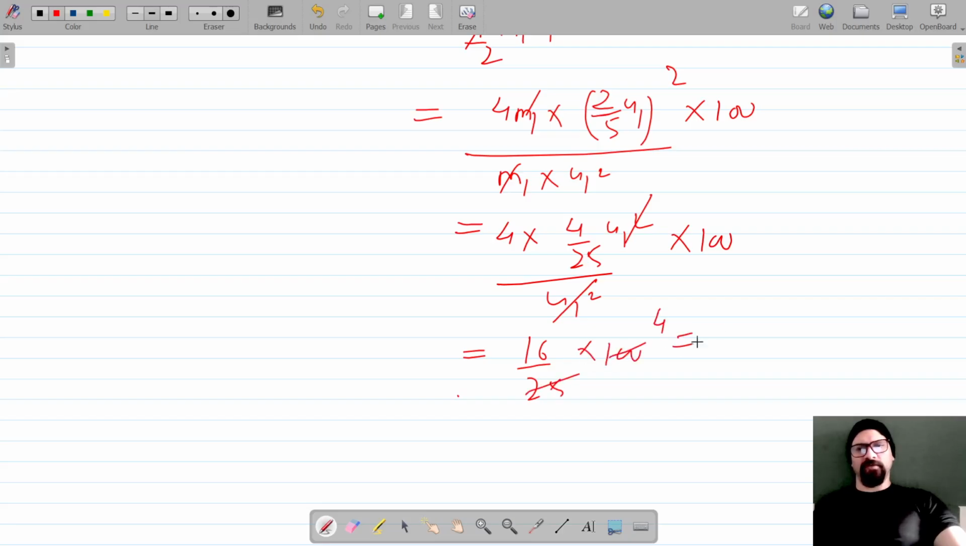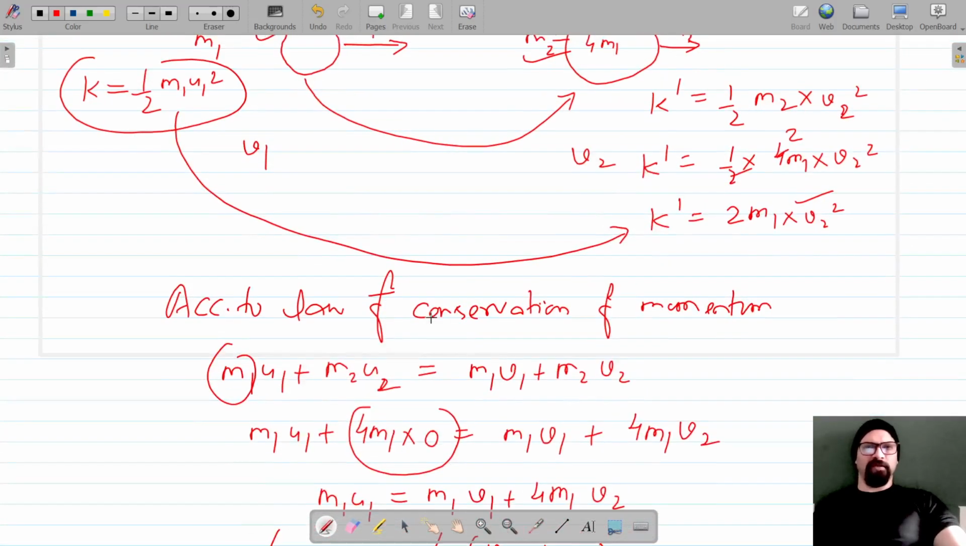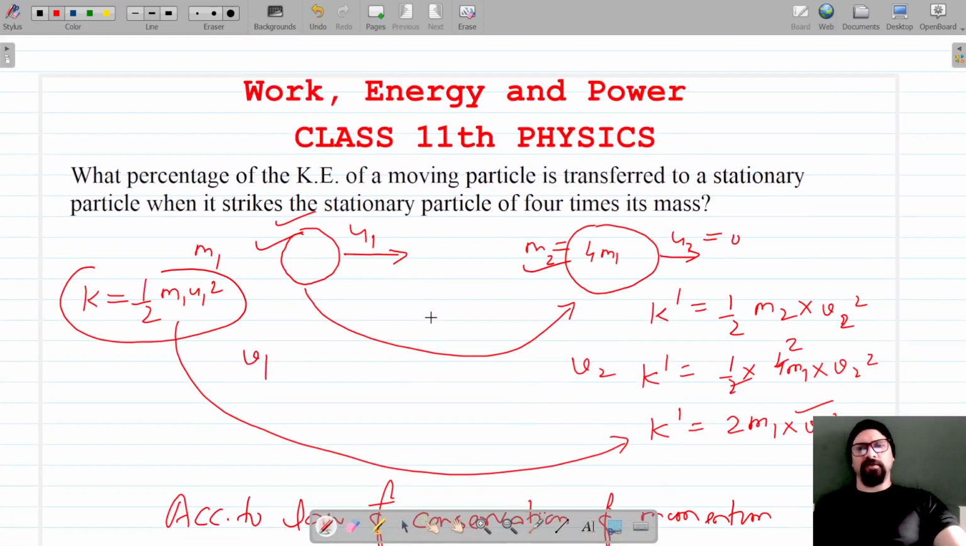25 times 4 is 100, so this is 64%. So 64% of the kinetic energy is transferred to the second body at rest, which is 4 times the mass of the first body.